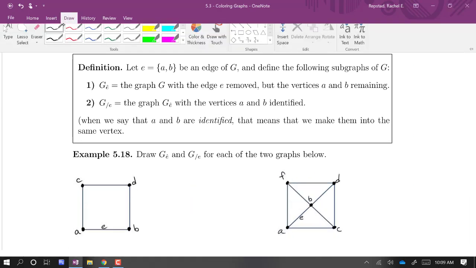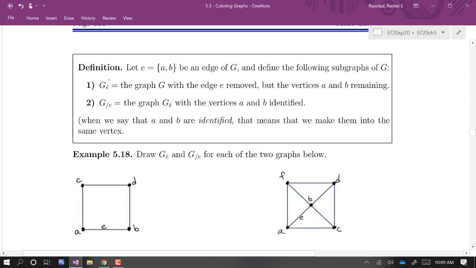All right, next we're going to define a couple of graphs related to G. Actually, only one of them is a subgraph. So the G sub E hat here, this is a subgraph. The G mod E is not necessarily a subgraph. But here's how we make these graphs. So first of all, I have to pick an edge that exists in G. And then G sub E hat is the graph where we just remove that edge, but we leave the vertices.